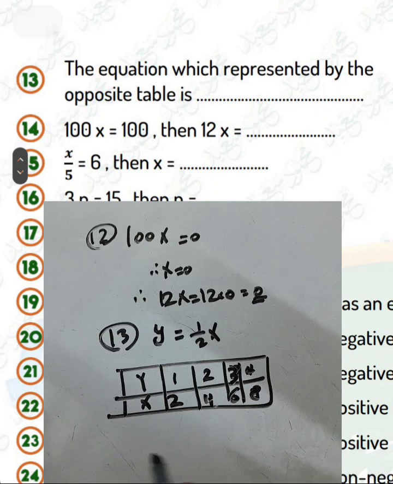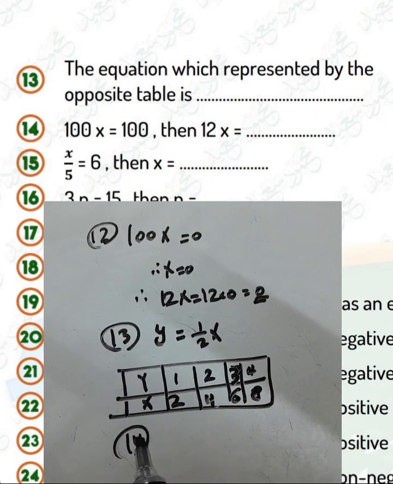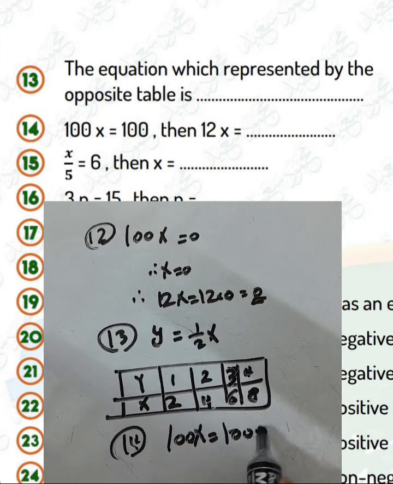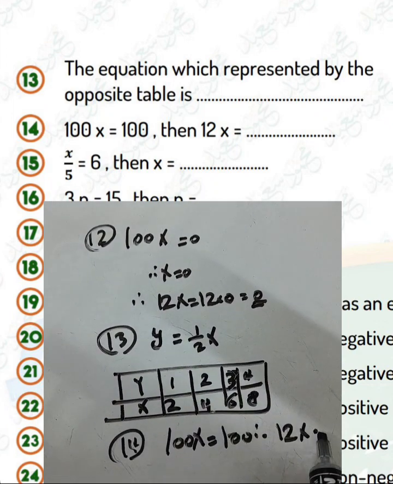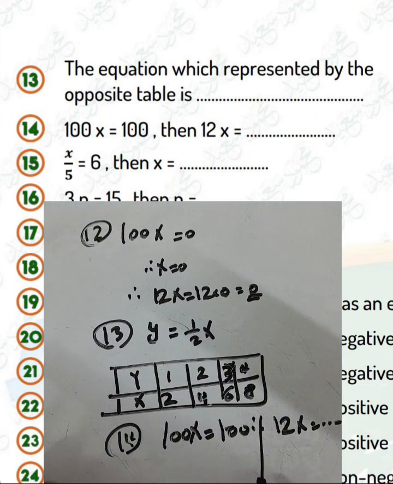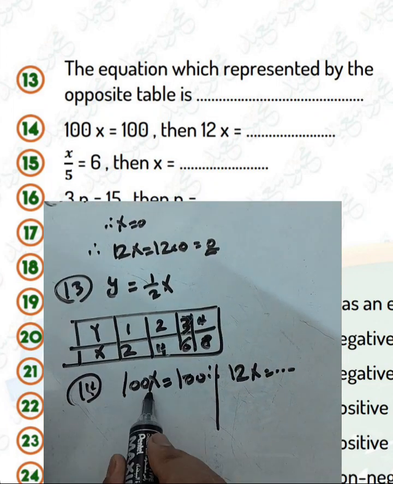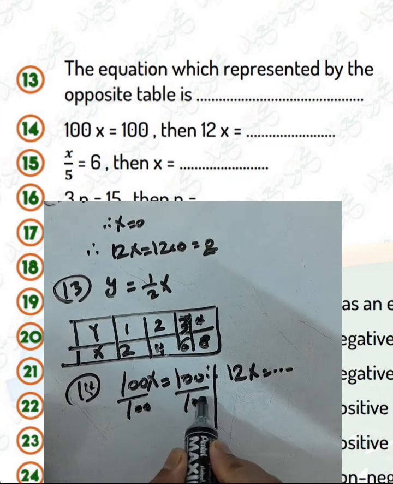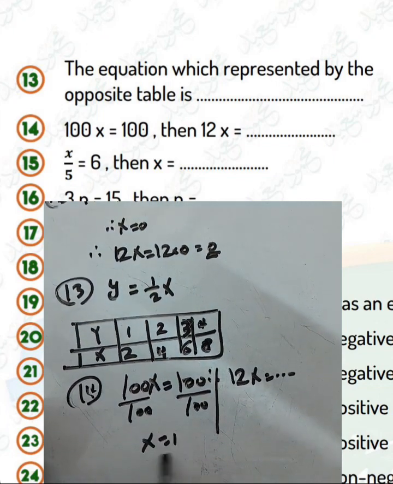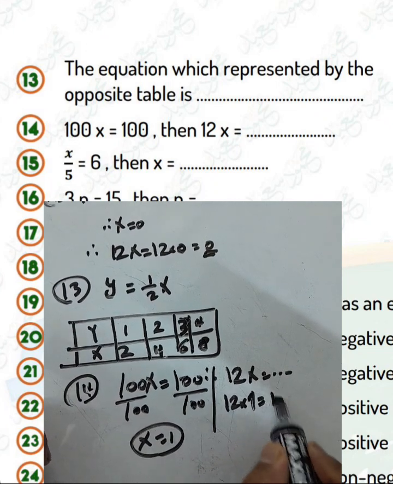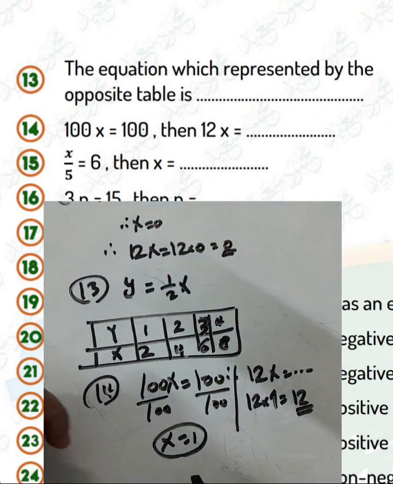Question 14. 100x equals 100. Then 12x equals space. We can find the value of x here. It will be 1, because we can divide by 100 on the left hand side and the right hand side. Then x will be equal to 1. Then 12x will be 12 multiplied by 1. The result will be 12. Write 12 in the space here.